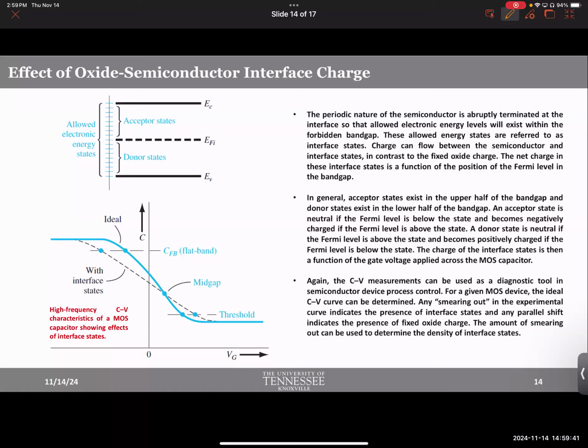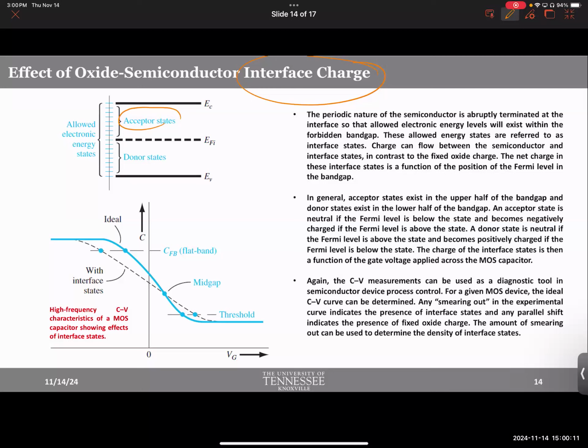If you provide certain voltage, they get filled up. If you provide a different kind of voltage, they get empty. So these are voltage dependent charges. They are often called interface states or interface charge, not fixed charge. The term fixed represents it's typically fixed, but interface charges could be voltage dependent as well. Am I making sense? Okay, so they are even more trickier to deal with, by the way.